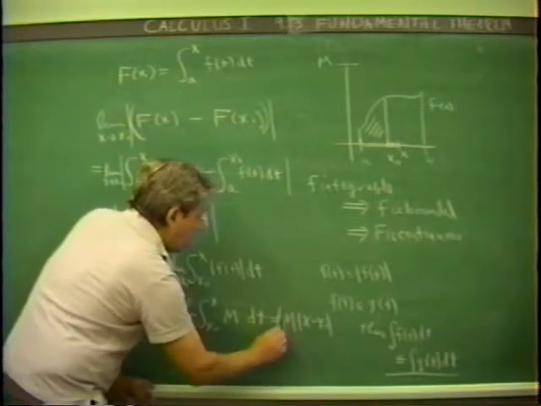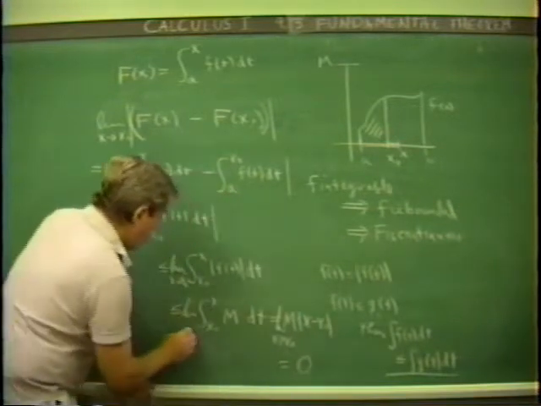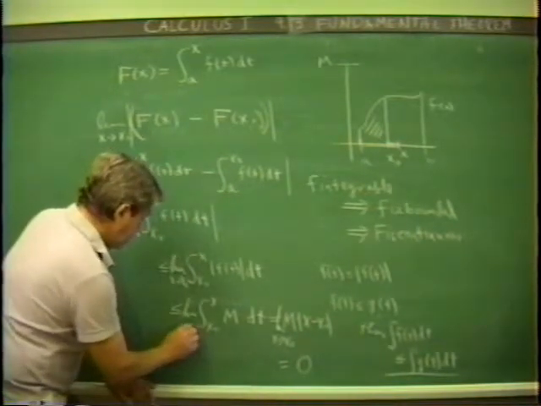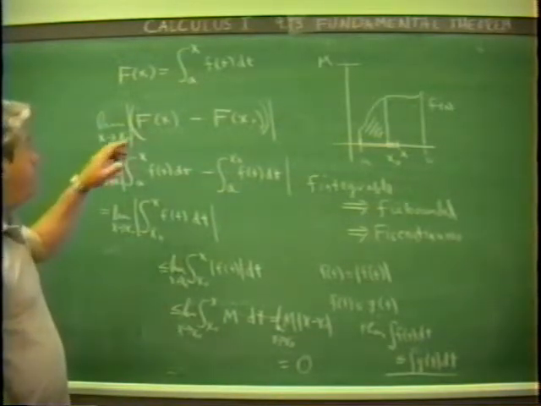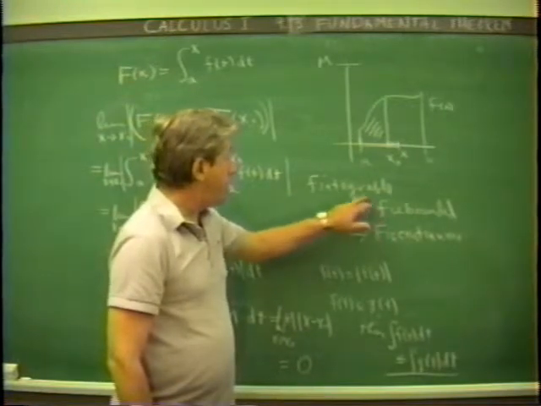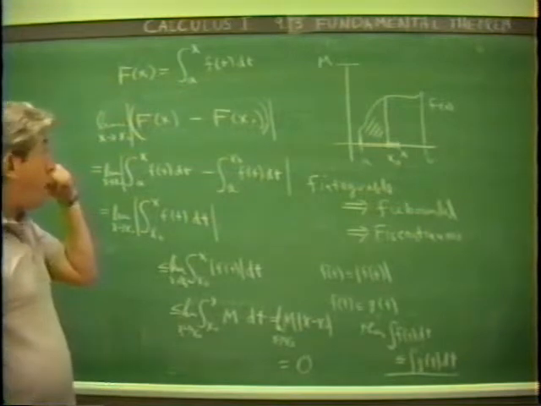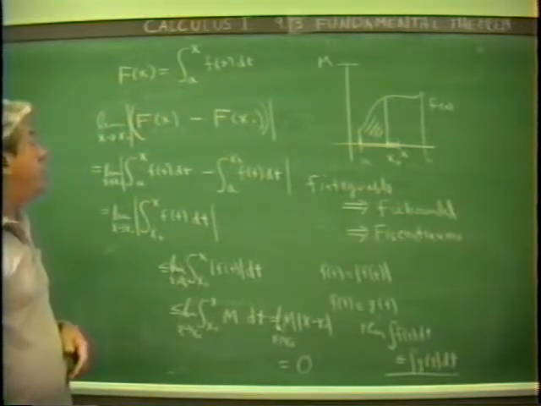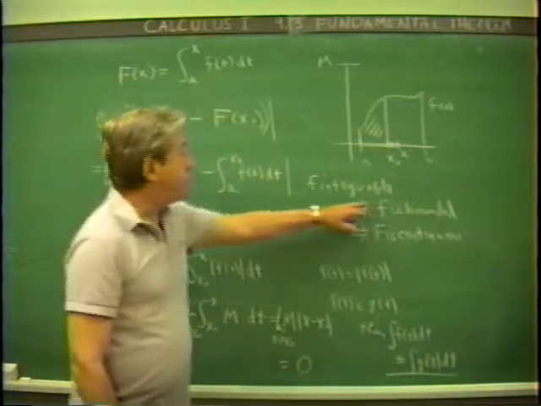Right? And this is going to go to 0 as x approaches x naught. So this limit is this limit as x approaches x naught, which is equal to 0, and that's what we wanted to show in the first place. So what we have here then is that if little f is integrable, then the capital F is continuous.